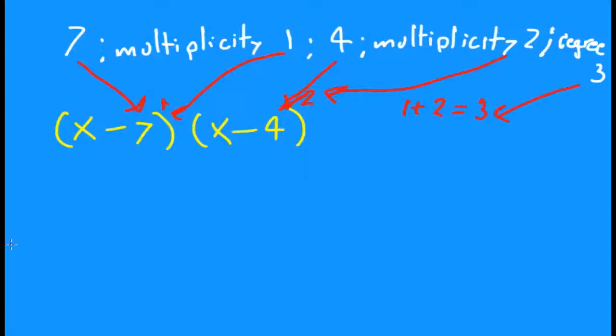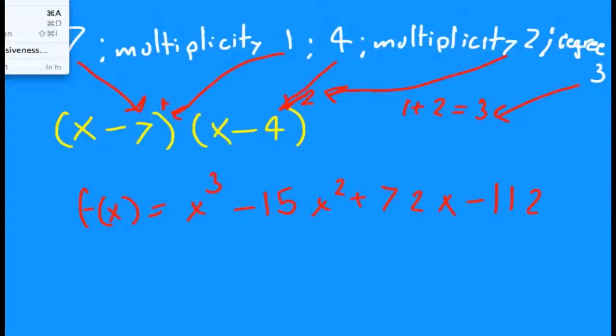and then you just graph the options, and you will see that one of your options is going to give you the same graph, which in this case is f of x equals x cubed minus 15x squared plus 72x minus 112. So we graph that. We can see that they are all equal. Well, both of them are.